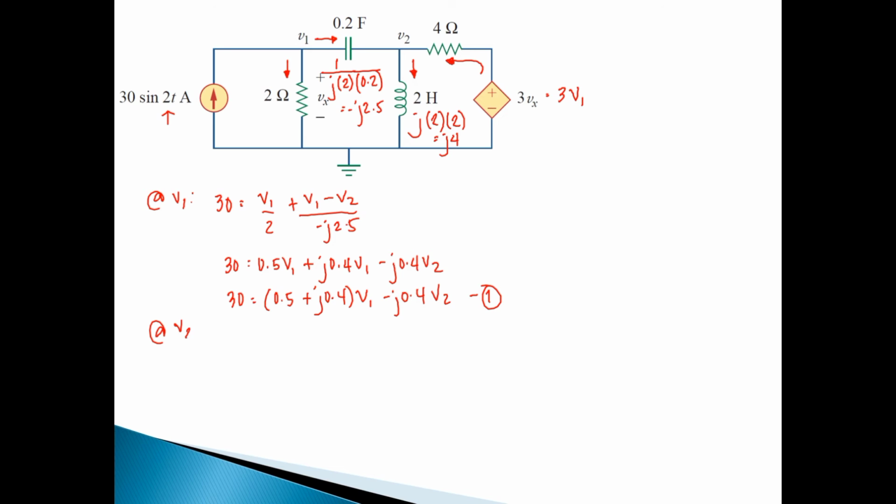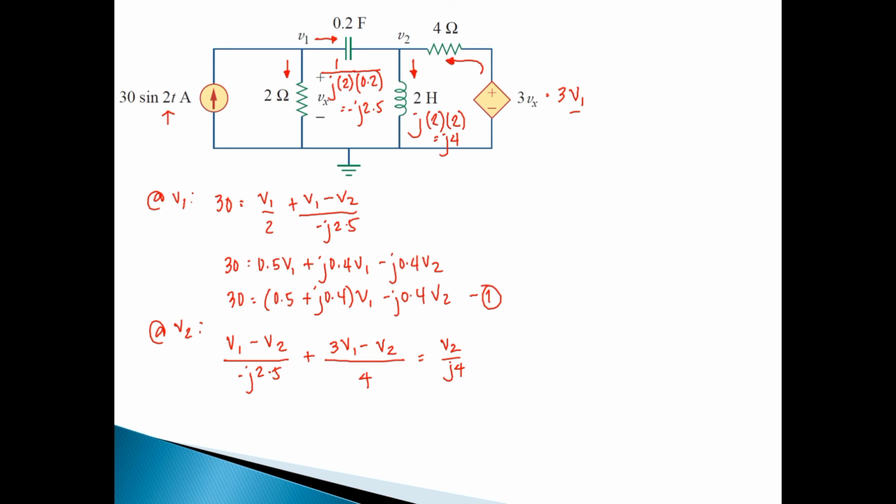For the second equation, let's consider the V2. So current entering is equal to V1 minus V2 over negative j2.5 plus 3V1, so this one, minus V2 over 4 equal to the current leaving, which is V2 over j4.